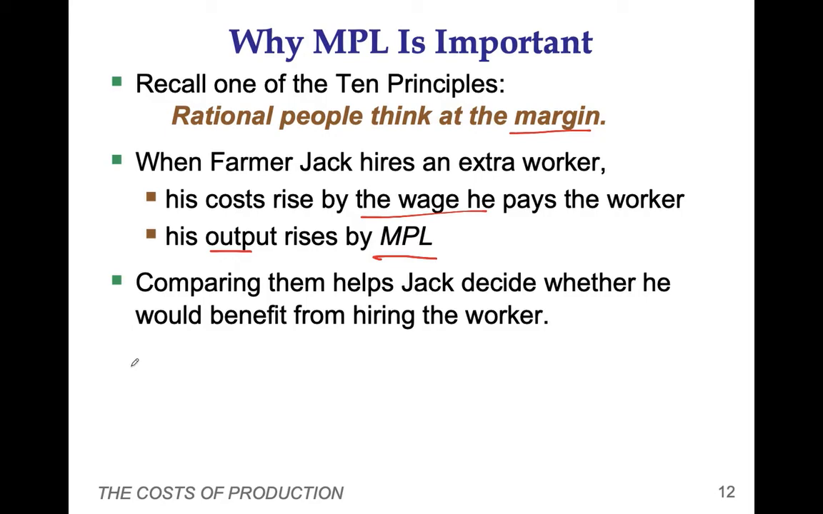So this is what it means that rational people think at the margin. At the margin here is the one extra input. What are the costs of this one extra input, and what is the output from this extra input?